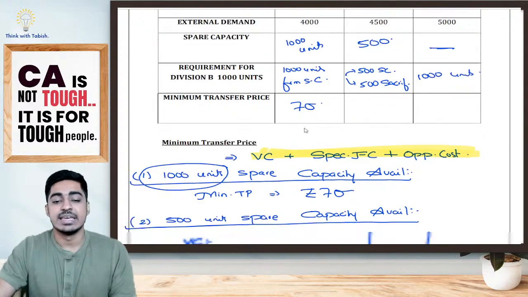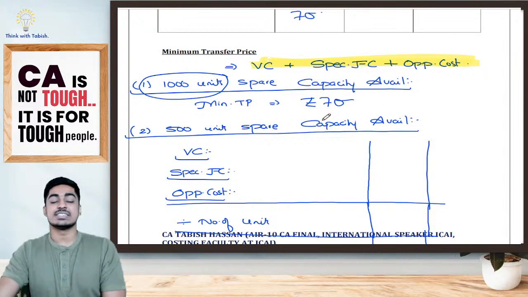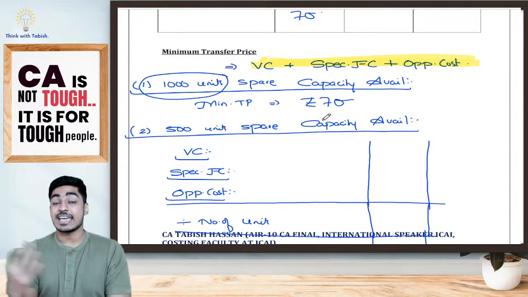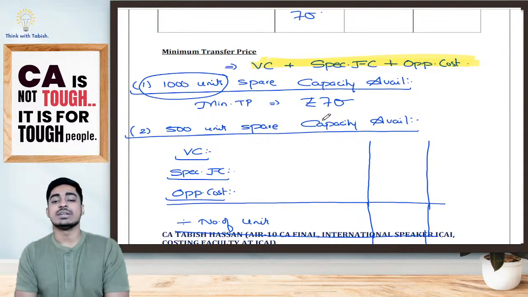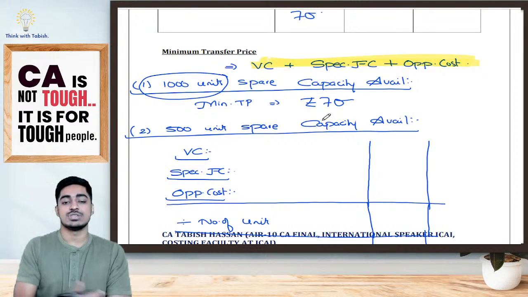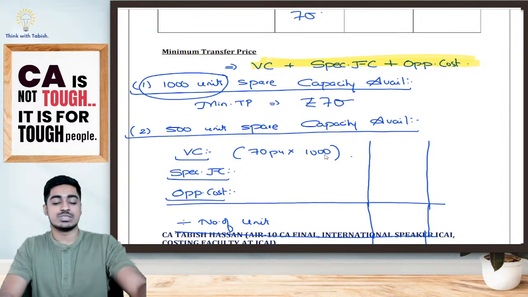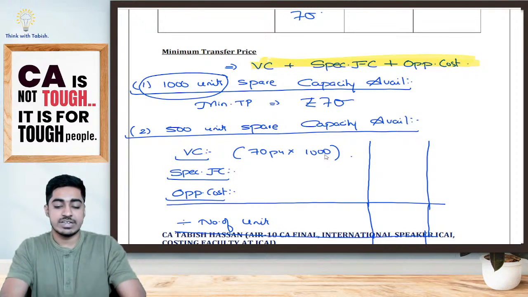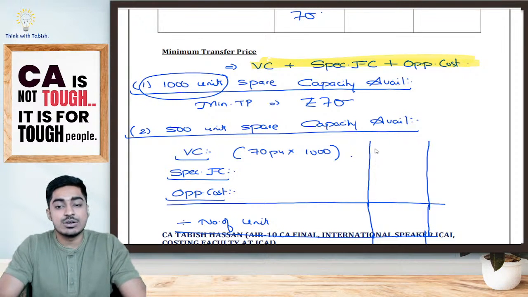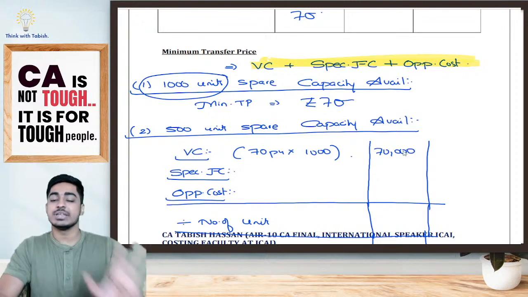Second case, I'm telling 500 units spare capacity is there, but for balance 500 units, I'm sacrificing my external sales. Total how many units are we selling? 1,000 units. So what is the total variable cost? 70 rupees per unit into 1,000 units, 70,000 total variable cost I'm incurring.